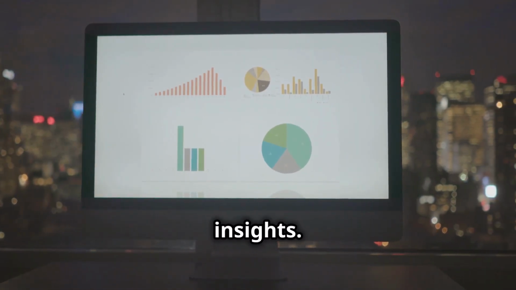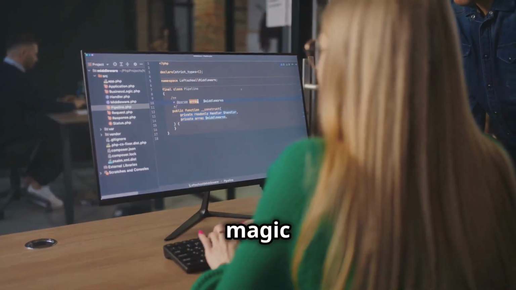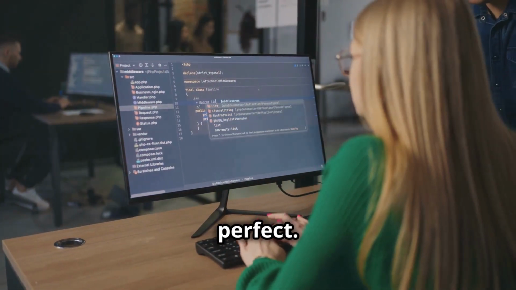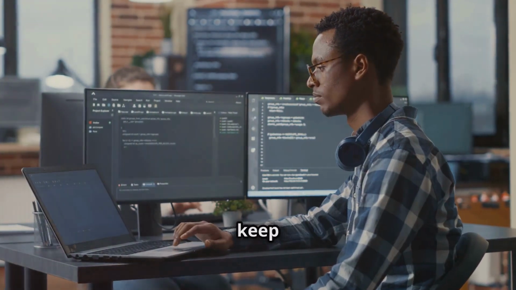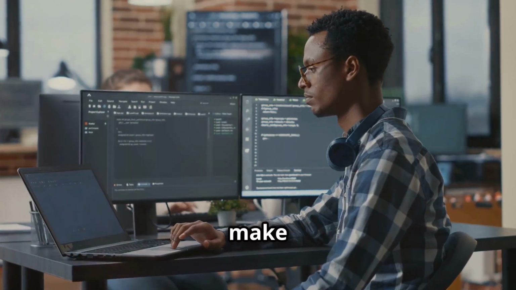Finally, draw some insights. Look for trends, patterns, and anomalies. This is where the magic happens. Remember, practice makes perfect. So keep experimenting, keep learning, and soon you'll be a data analysis whiz with Python. Ready to make some data magic?